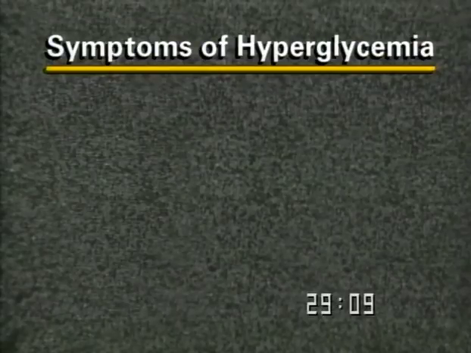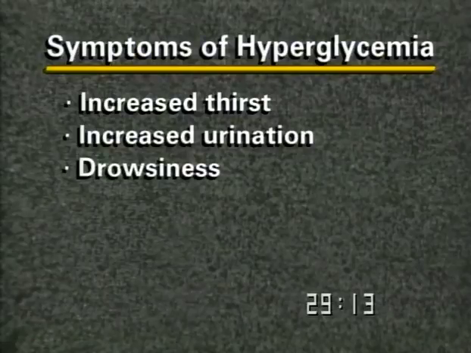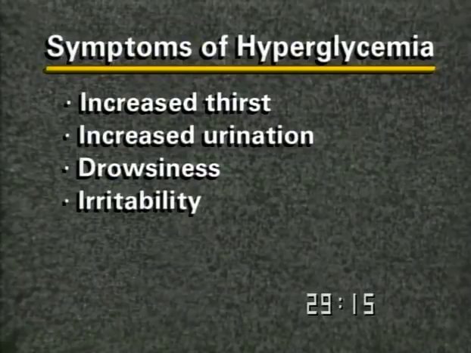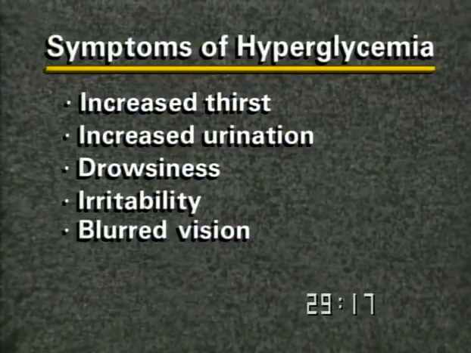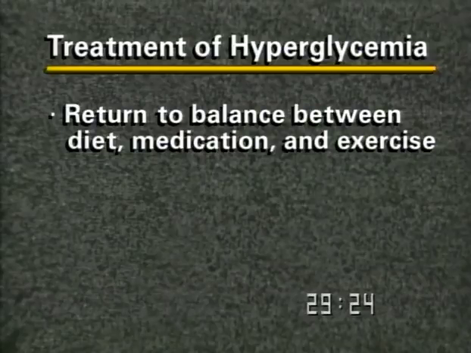Hyperglycemia results in these symptoms: increased thirst, increased urination, drowsiness, irritability, blurred vision, frequent infections, and slow healing of cuts or sores. To treat hyperglycemia, the patient must return to a balance between diet, medication, and exercise. The physician or nurse will help the patient accomplish this.